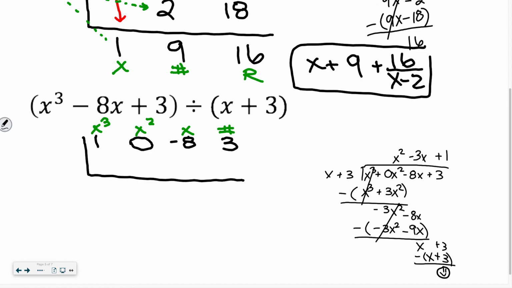What number goes outside the synthetic box? -3. What is your mantra? Add down and multiply. Add down, multiply. Write that down if you need to. Add down, multiply. You do it until you get to the very last add down. Then you're done. Where did you get the -3 from? x plus 3 equals 0. Oh, x equals -3.